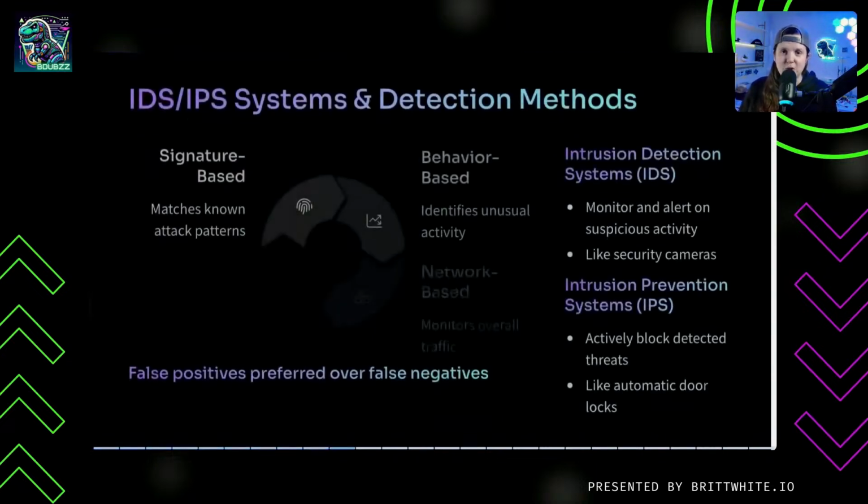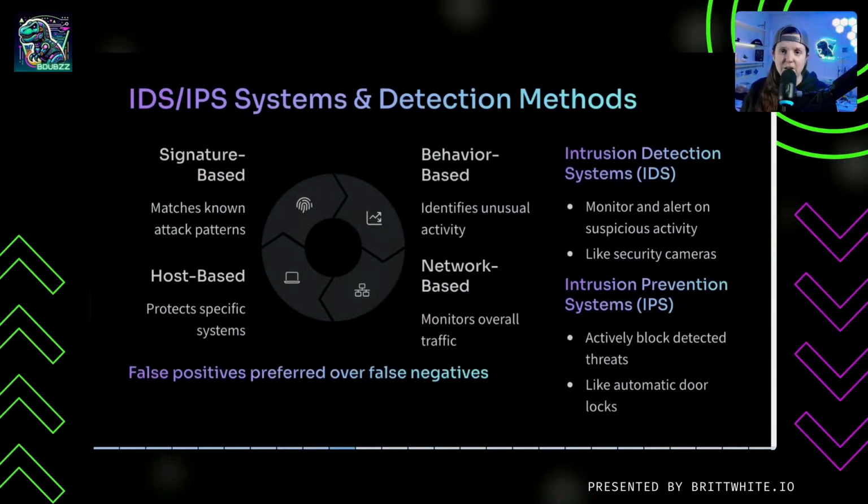Intrusion detection systems, or IDS, function as your network security cameras, monitoring traffic and alerting you to any suspicious activity. Now, intrusion prevention systems, or IPS, go just a step further by actively blocking these threats. Imagine having both a security camera and an automatic door lock.